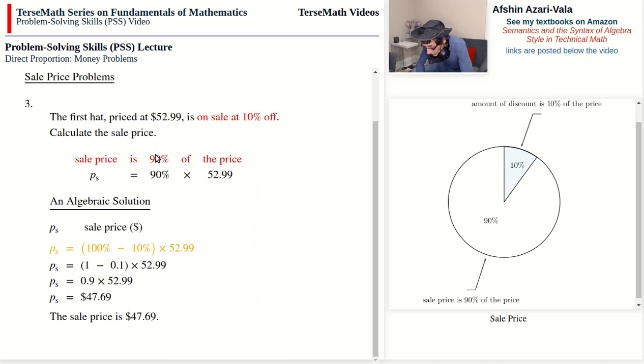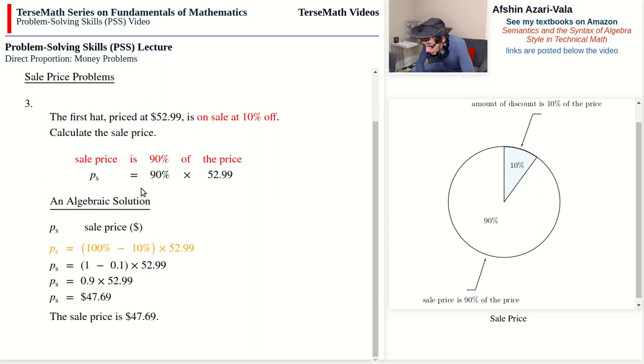Let's take a quick look again. From the phrase on sale at 10% off, we can make two conclusions. One is that the amount of discount is 10% of the price. The other is that sale price is 90% of the price. And in this case, because we want to find the sale price, we go with the second interpretation, that sale price is 90% of the price.